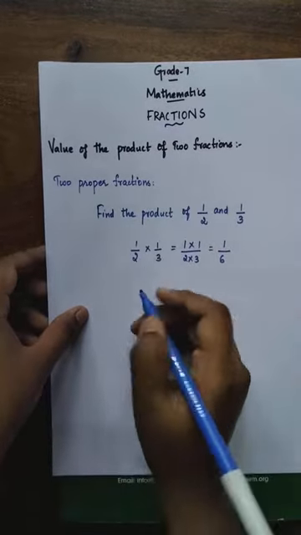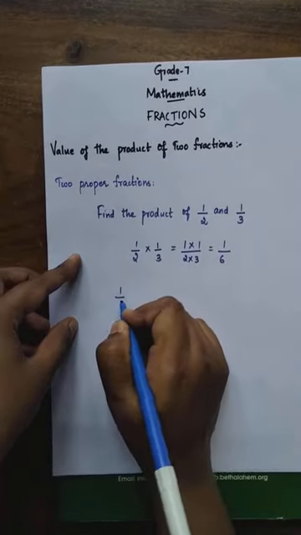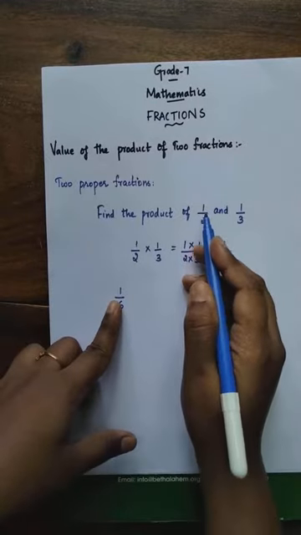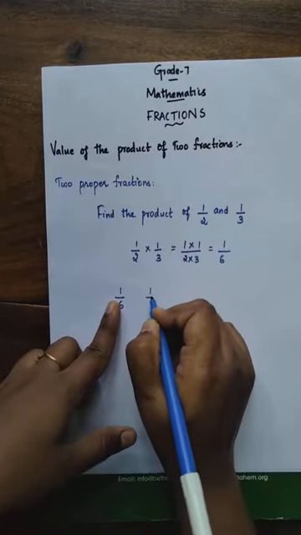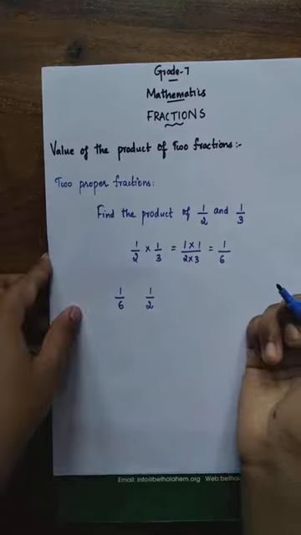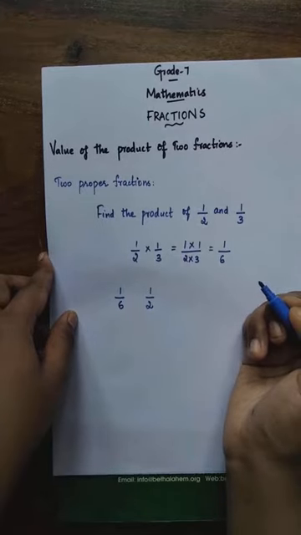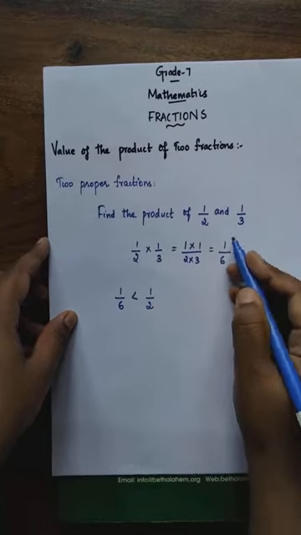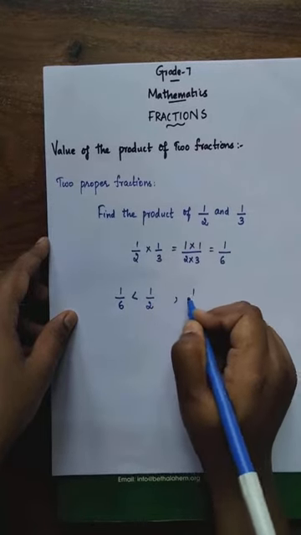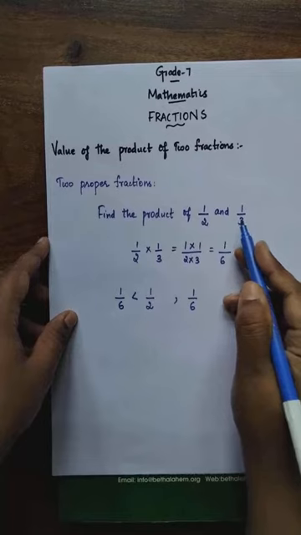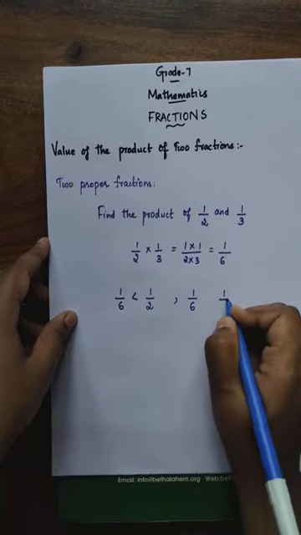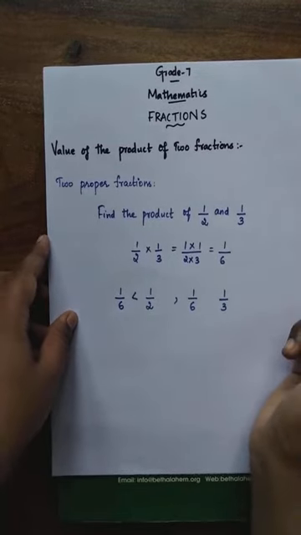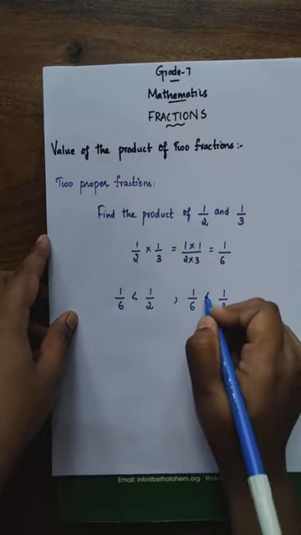Now 1 by 6 is the product. First take the first fraction, 1 by 2. Which one is greater? Yes, very good, 1 by 2 is the greater number. Then take the product value, 1 by 6, and the second fraction, 1 by 3. Now which one is greater? Yes, very good, 1 by 3 is greater.